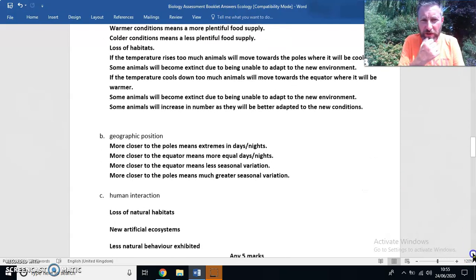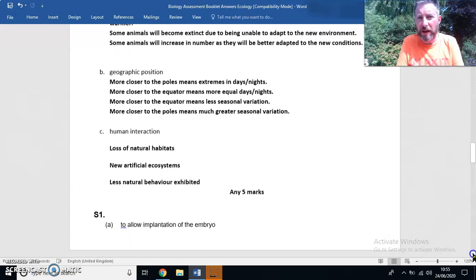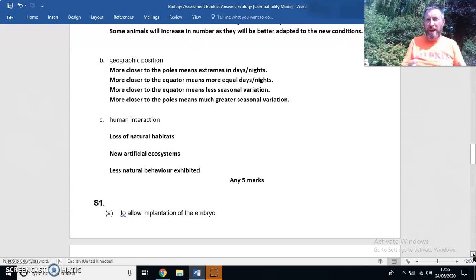Geographic position. So what's that mean? How would an organism react to changing its position on the planet? I think this is a difficult question to answer, and a lot of you struggled with it. So if you move to different parts of the planet, what are you going to notice? You're going to notice either more seasonal variation or less seasonal variation. You're either going to get longer days and nights, or a difference in days and nights, and that can have a significant effect. Let's say you are a nocturnal feeder, and suddenly your night is shorter and your day is longer. That's going to cause problems.